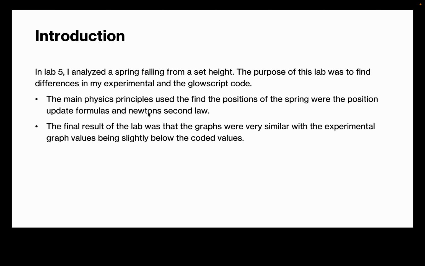So the main physics principles I used were Newton's second law, which states that F net equals ma, and the position update formulas. And so the final result of this lab was that both graphs, the experimental and GlowScript, were very similar, with the experimental graph values being slightly below the coded values.